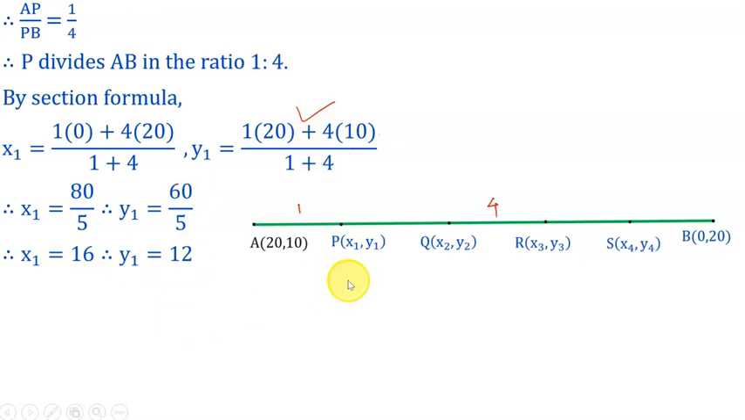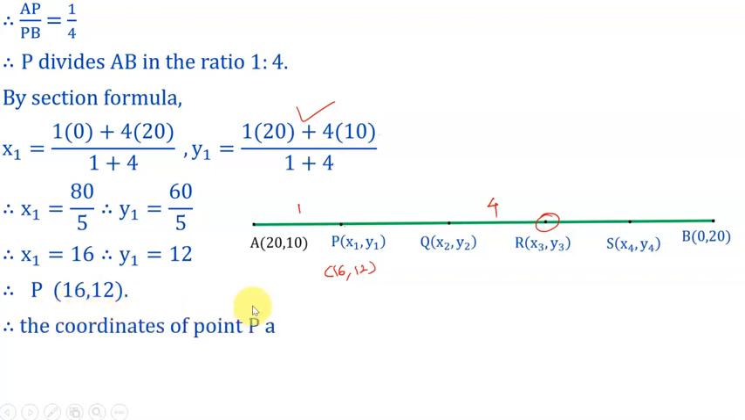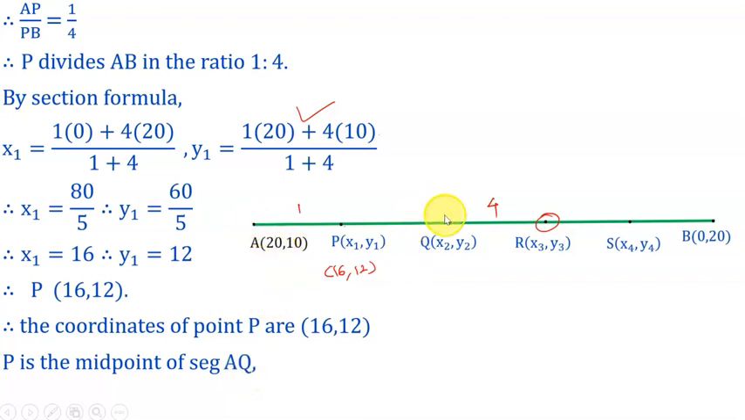Okay, so we have now got the coordinates of the point P here. Now here the point R that we saw, P we have got here. The coordinates of the point P are 16 and 12. R is the midpoint of PB. Therefore here we will apply the midpoint formula. Okay, P is 16, 12. The coordinates of point P are 16, 12. P is the midpoint of segment AQ. P is again the midpoint of AQ here, and therefore we can find the coordinates of the point Q here.